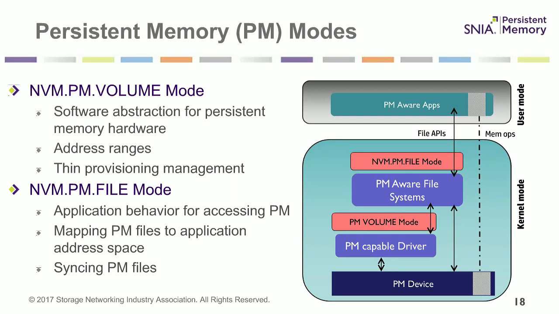So if you wanted to have multiple persistent memory devices and still have some kind of data resiliency in the case of a media failure, the PM volume mode allows you to address that. You may want to have striping in the same way that we use RAID 0 today for block devices, and that is something that the PM volume mode allows you to do.